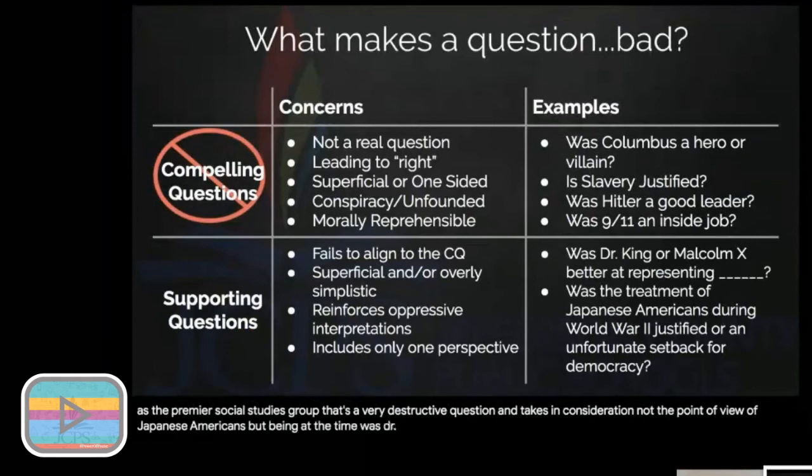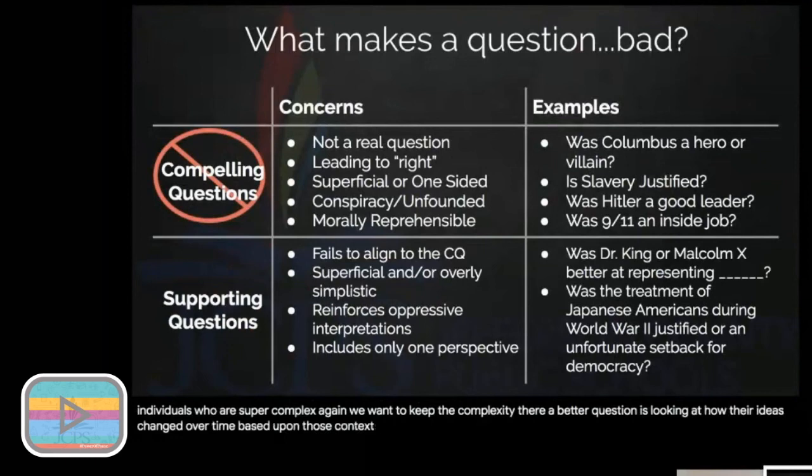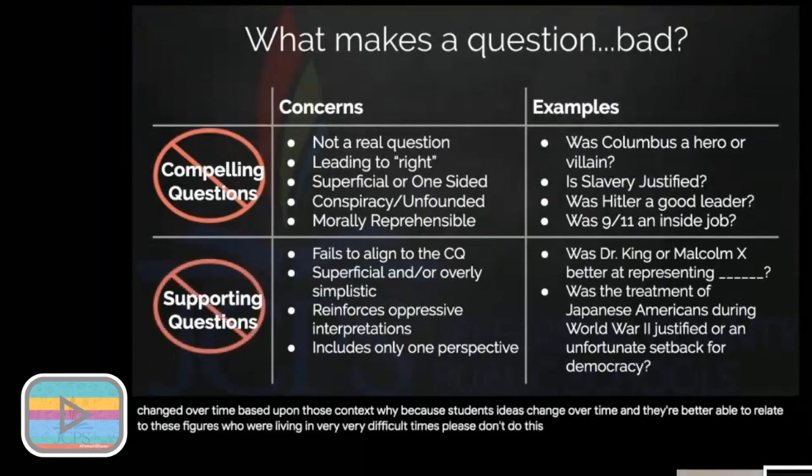Was Dr. King or Malcolm X better representing? Why do we have to compare two individuals who are super complex? Again, we want to keep the complexity there. A better question is looking at how their ideas change over time based upon those contexts. Why? Because students' ideas change over time, and they're better able to relate to these figures who were living in very, very difficult times. Please don't do these either.